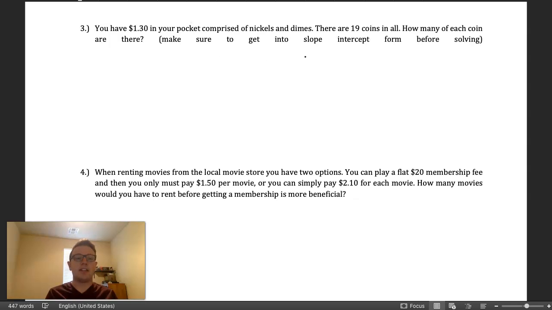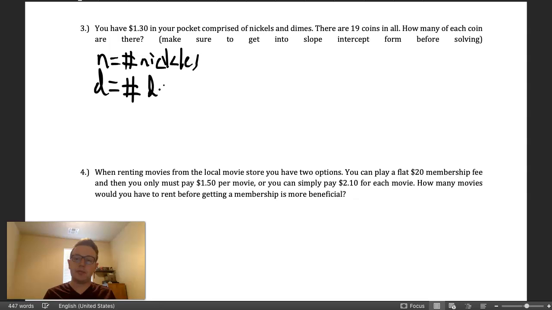So starting off, this is a second type of problem we might see. Let's figure out what our variables are. Let's call n our number of nickels, so n will be our number of nickels, d will be our number of dimes. Now go ahead and try and write the equations to figure out what this is going to be. This one is a little bit harder, so let's walk through it.